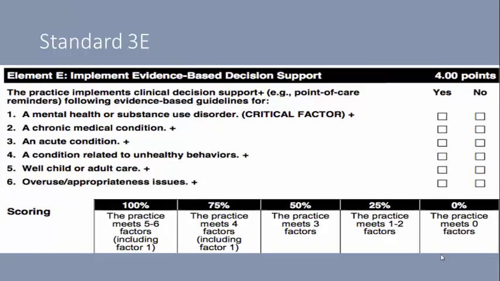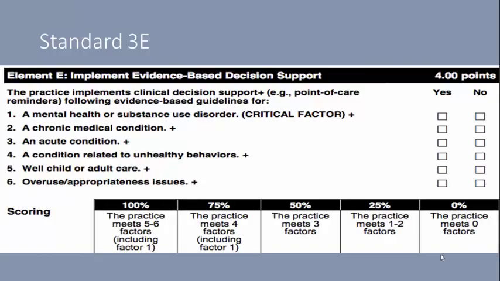Or on the adult side, it could be something related to migraine headaches or gastroenteritis or something else, or bronchitis, something that you commonly see, upper respiratory infections, sinus infections, whatever. Then a condition related to unhealthy behaviors. For that one, you might want to pick smoking or obesity, something that is pretty common to your practice where there are evidence-based guidelines for the care of that condition. And then well child or adult care.